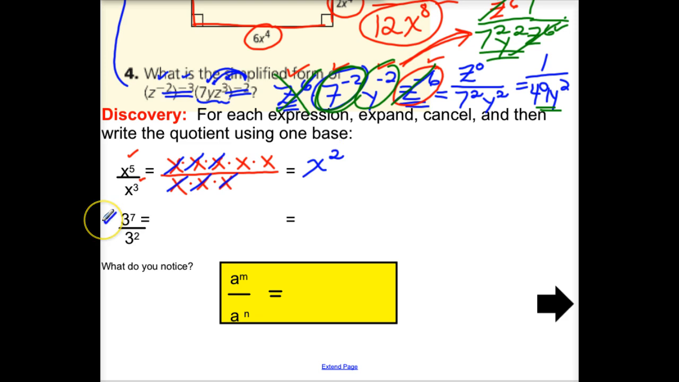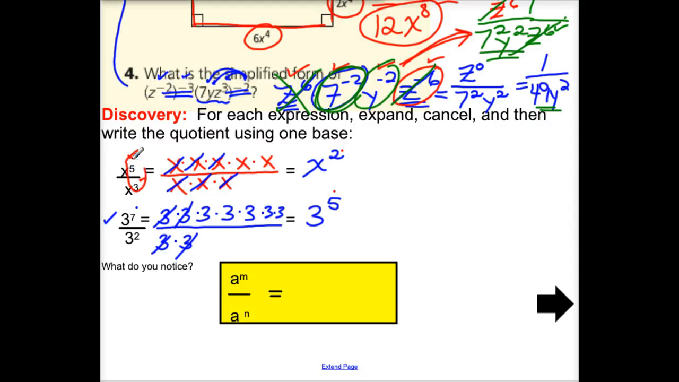Let's try another one with a numerical base. What does this mean? It means I've got 3 7 times. 1, 2, 3, 4, 5, 6, 7. All divided by 3 times 3. I'm going to cancel. I'm going to cancel. And you'll notice I get 3 to the 5th. And I've got a canceling effect going on here. They're not accumulating. They're canceling off, which is decreasing the number of them.